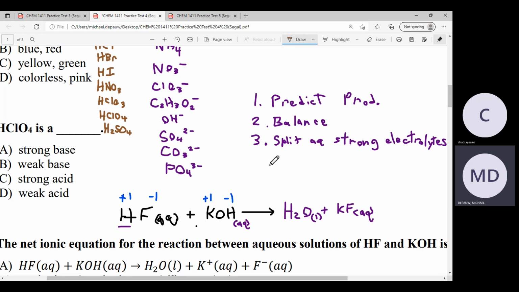But is it an ionic compound? Is it an ionic compound? Yes. It's an ionic compound, metal, nonmetal, right? Potassium. And is it soluble? Yes. Ionic compound, soluble, it's going to split apart.